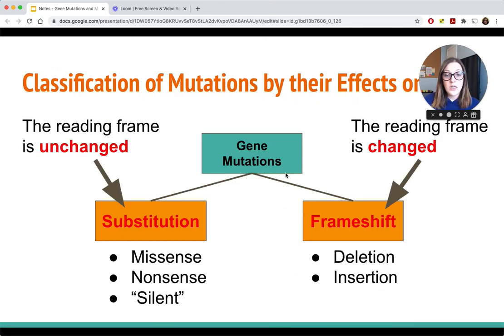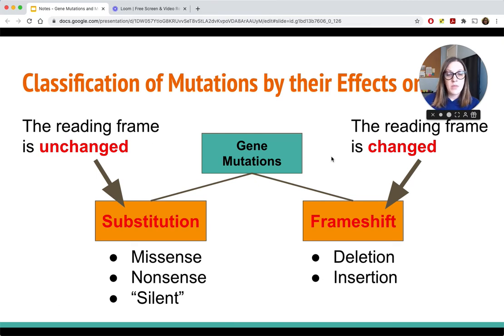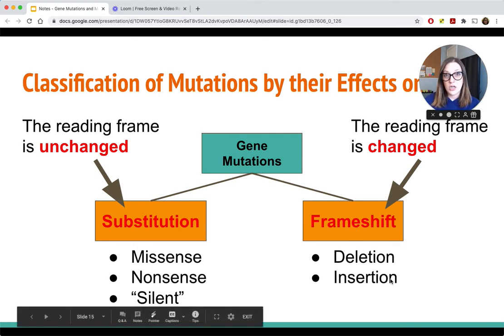So therefore, when we think about how we classify these, if the reading frame is unchanged, then it is one of 3 types of substitution mutations, which we are going to talk about next. So again, a substitution mutation, we change 1 or more bases, but the reading frame is intact. Whereas if the reading frame is changed, this is called a frame shift mutation, and this is due to deletion or insertion of 1 or more nucleotides. Let's talk a little bit more about these different types of substitution mutations.